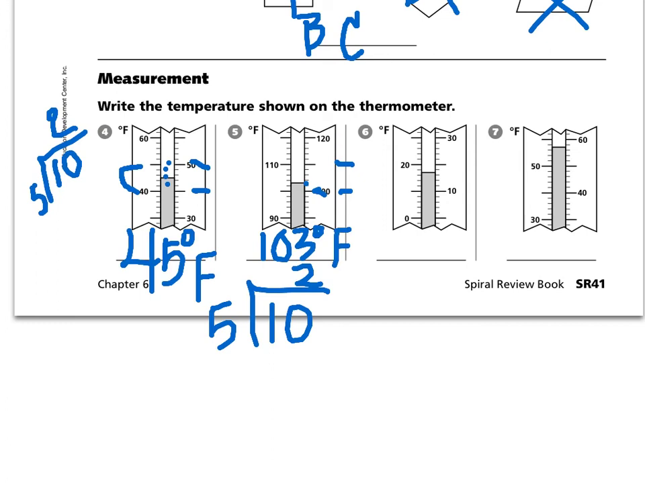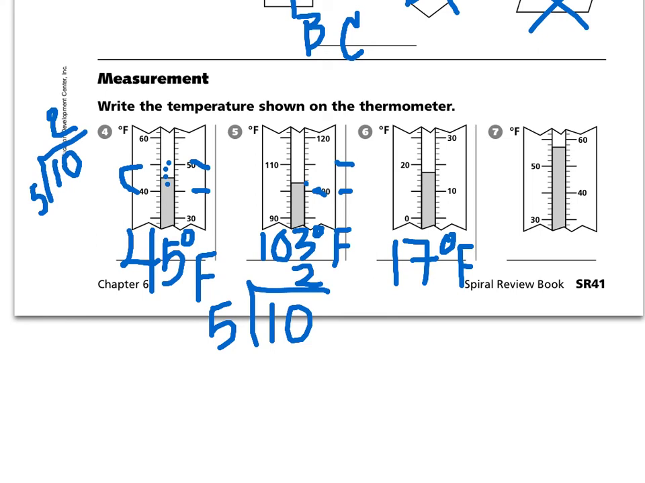It's between 10 and 20, and I can tell again that it's going to be counting up by 2s. So I can start at 10, and I start 10, 12, 14, 16, and it's not quite to 18. So I know that that's going to be 17 degrees Fahrenheit.